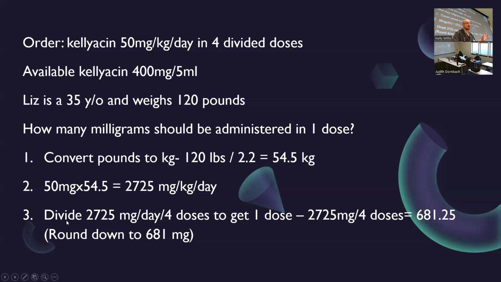Then we're going to take that number and we want 1 dose. So divide the 2,725 milligrams per day in 4 doses to get 1 dose. So 2,725 milligrams divided by 4 doses will give us this number, 681.25. We want to round down. So 1 dose would be 681 milligrams.